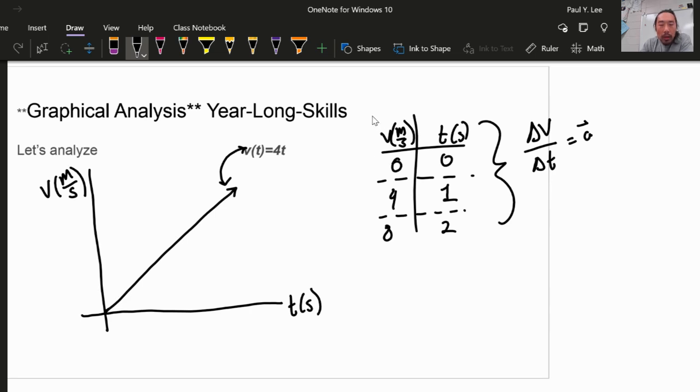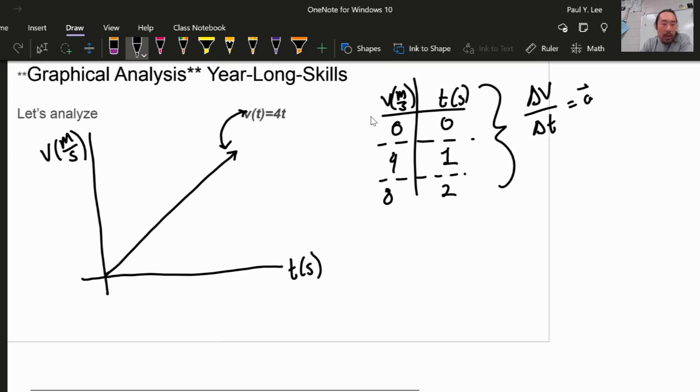Now, there's a couple of things that we can tell from this formula. So let's reuse the skill that we just learned from the previous slide. We said if we're looking at the slope, right?